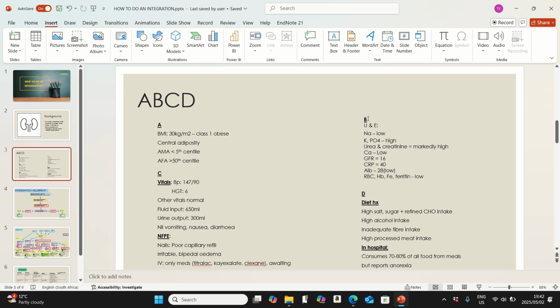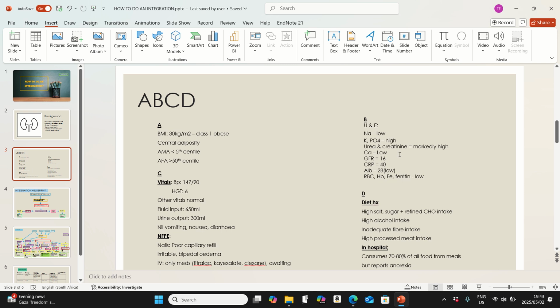Okay, then if we look at the biochem, the UandE specifically, so urea and electrolytes, the sodium was low, potassium and phosphate were high. It's typical in AKIs or CKDs to have high potassium and phosphate values because of the kidney dysfunction. And then as well as a markedly high urea and creatinine, which then indicates uremia or uremic syndrome. But there was no uremic frost present. So yeah, we could say uremia.